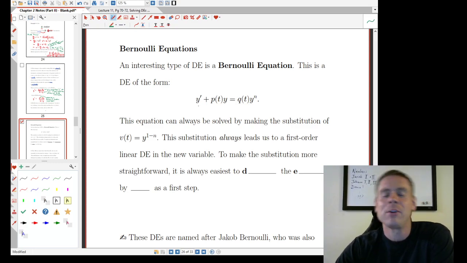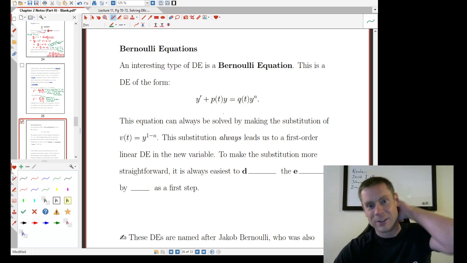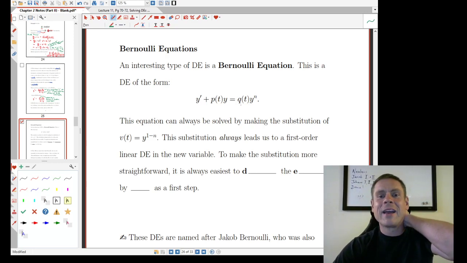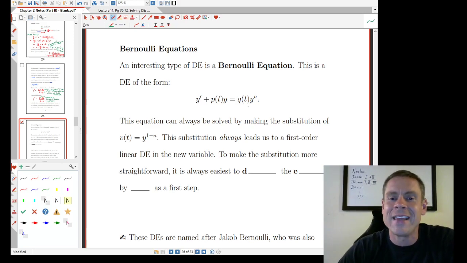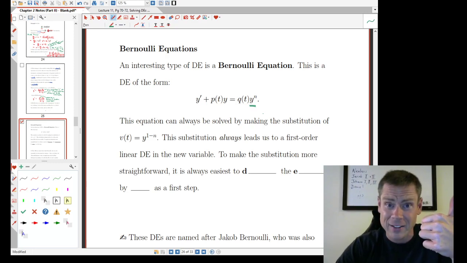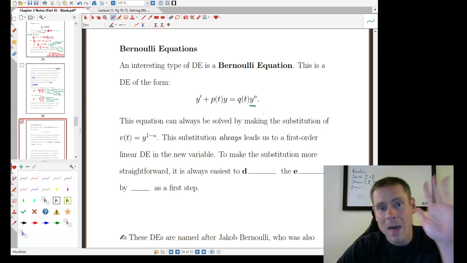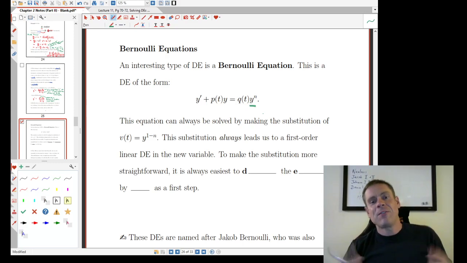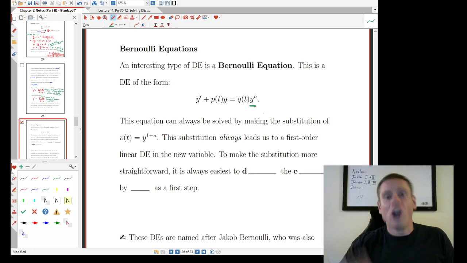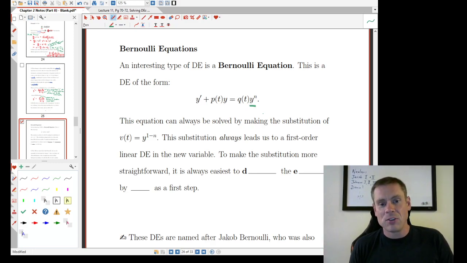You see a y prime and you're like, okay, that looks like a first order equation. And you see plus p of t times y and you're like, oh wow, this really does look like a first order linear equation. No problem. And then you get to the right hand side, you see a q of t, that looks fine, but it's hit by y to the n. It's hit by this thing, which makes it nonlinear, and which means that you can't use those first order linear techniques to solve. That being said, this kind of differential equation can always be solved by a particular substitution.